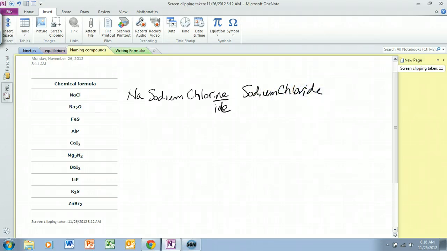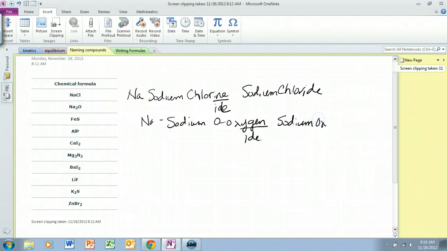My handwriting's not very good this morning. So, simple enough. Let's try the next one. Again, Na is going to be sodium, and O is oxygen. We're going to change this ending to IDE, and we get sodium oxide.